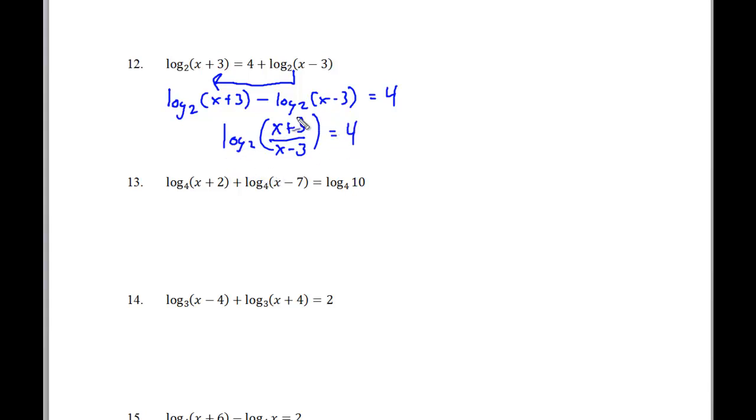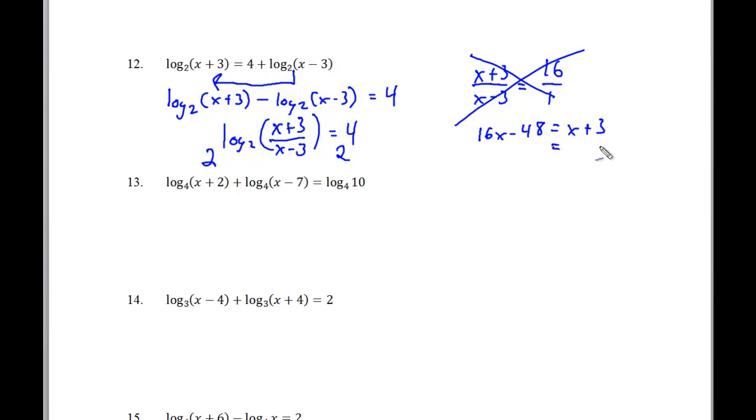Now to get the x plus 3 over x minus 3 by itself, I'm going to take everything to the base 2 here. So that gives me x plus 3 over x minus 3, and 2 to the 4th power is going to be 16. Now I'm going to put that over 1 because I want to cross multiply. So 16 times x minus 3 is 16x minus 48, and x plus 3 times 1 is just x plus 3. I move my 48 to the right, which gives me 51. Move my x to the left, gives me 15x. Divide both sides by 15, and so x is equal to 3.4, or 3 2/5.